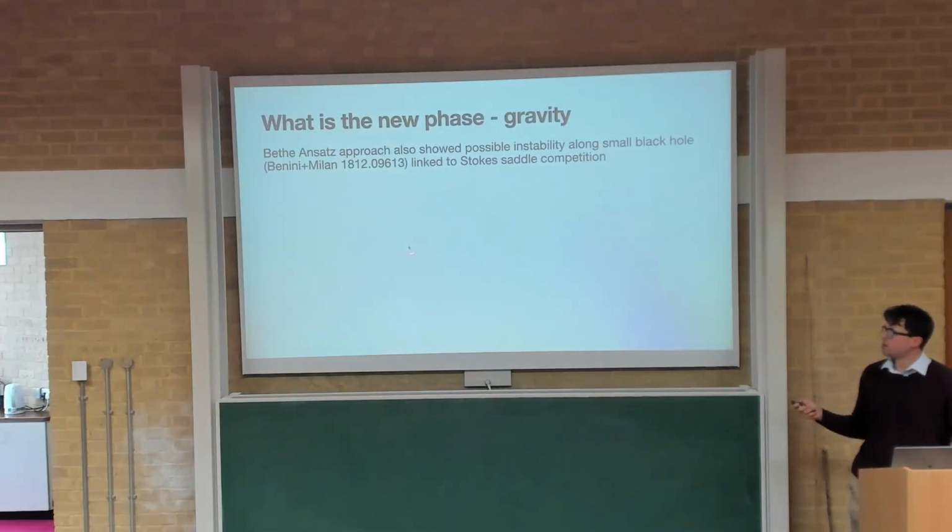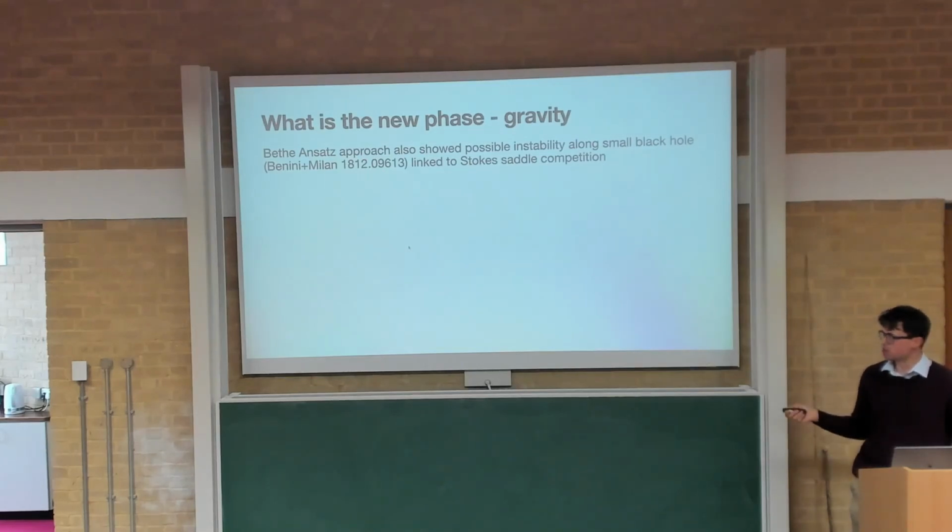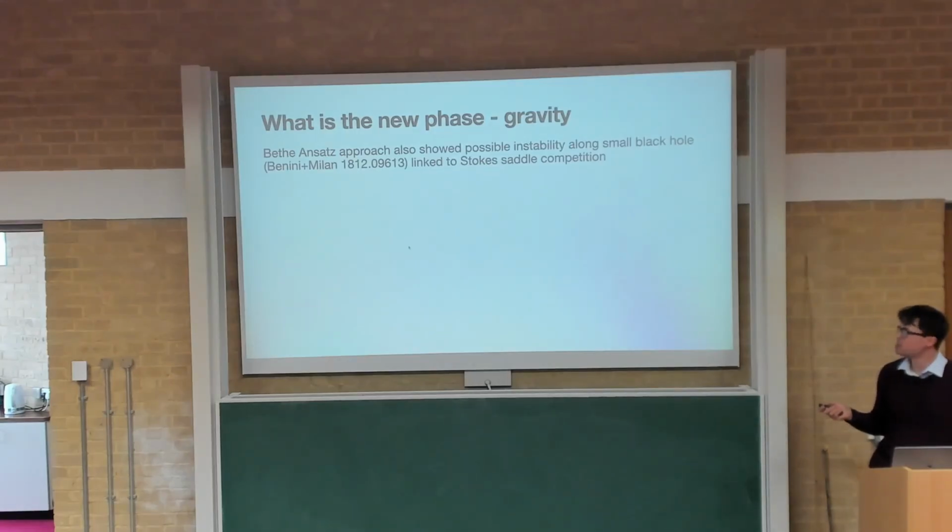Interestingly, there's a different approach you can take to the index and calculating BPS black hole saddles. And this is the beta ansatz. And these authors found something which they thought could be an instability, which also lies along the small black hole saddle. But it takes a very different guise. It looks like a set of competing saddles, which compete by Stokes phenomena between the saddles. And it lies in a similar location to the instability that I found. So it seems very likely that they're related.